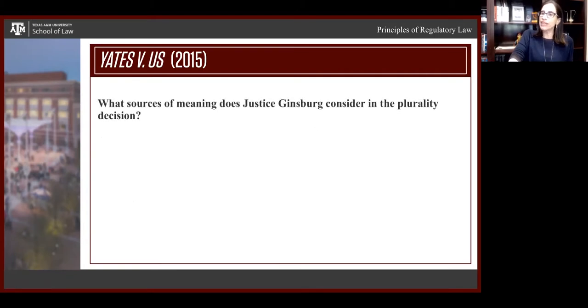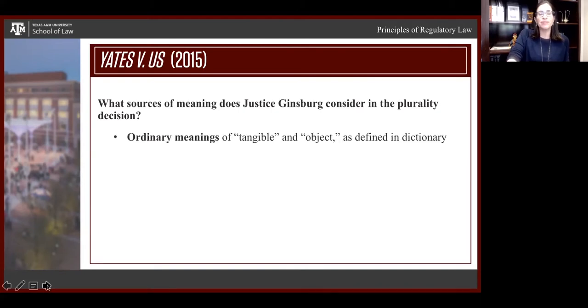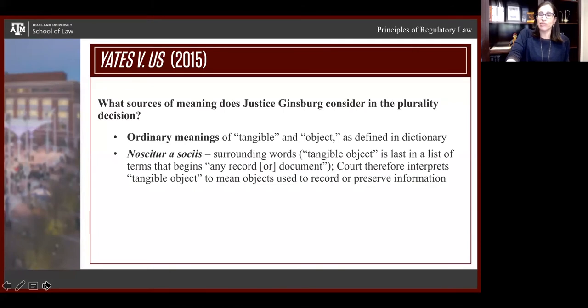So we're going to look at the different opinions to see how the court reached that conclusion and why the dissent didn't agree. So Justice Ginsburg here writes the majority opinion, or the plurality opinion, I should say. And she says the ordinary meanings are relevant, right? She looks at the ordinary meanings of tangible and object as defined in a dictionary. But then she applies noscitur a sociis.